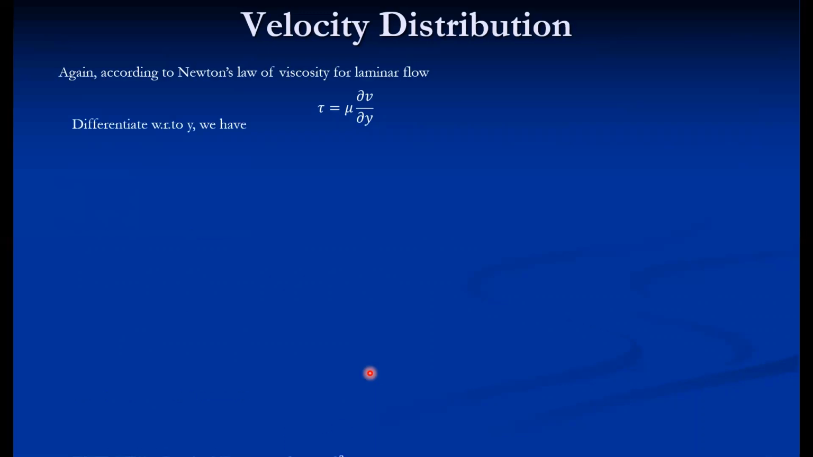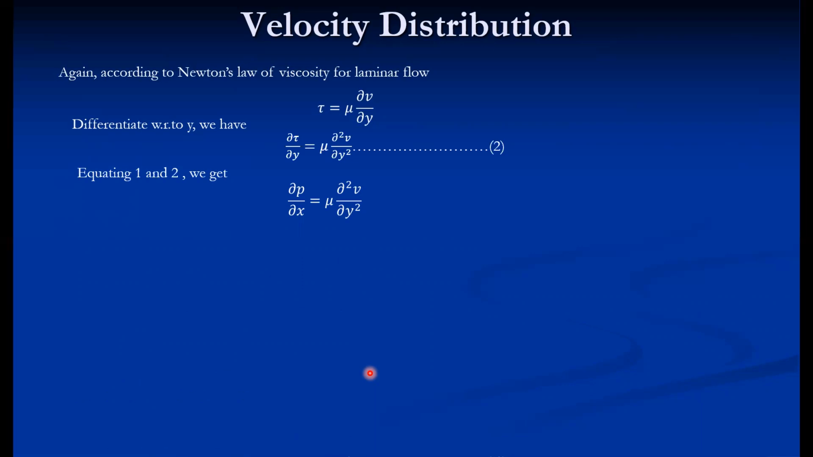Now we can differentiate this with respect to y. So ∂τ/∂y is equal to μ into ∂²v/∂y². Call this equation number 2. There are two expressions now for ∂τ/∂y, equation number 1 and equation number 2. So we can equate both. So ∂p/∂x is equal to μ into ∂²v/∂y².